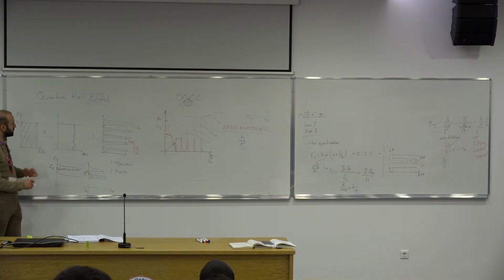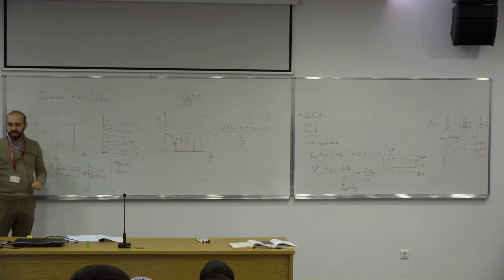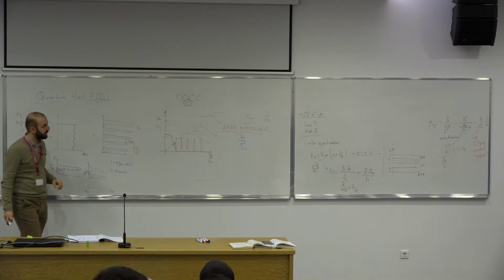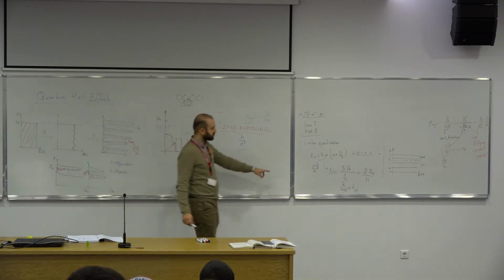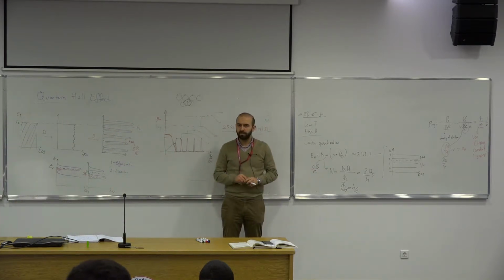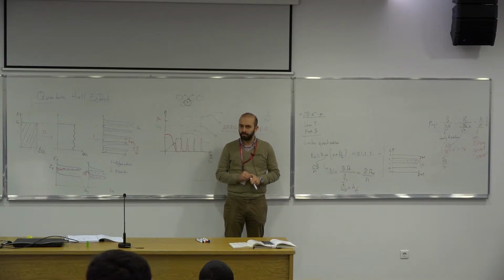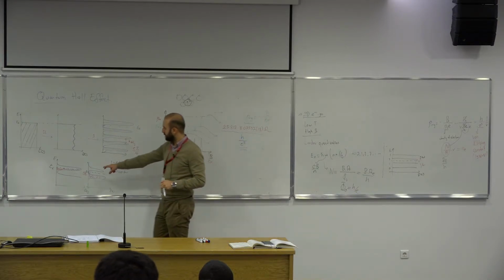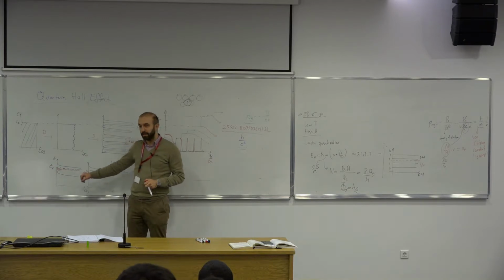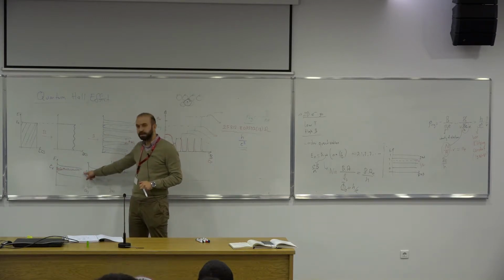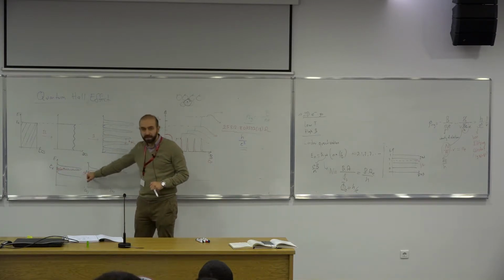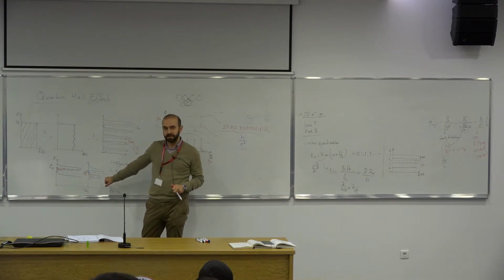So basically, all I am doing from this picture to this picture to this picture is changing the magnetic field. Okay, as I change the magnetic field, this Fermi level is lying between two Landau levels. In this picture, it's within a Landau level. As I further increase by delta B, now it's lying in between Landau levels, broadened Landau levels.